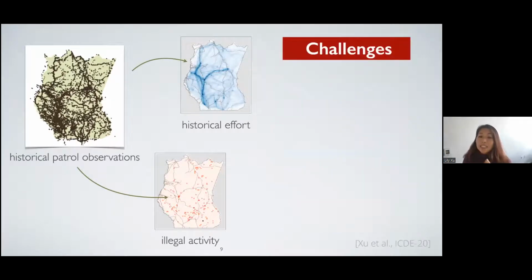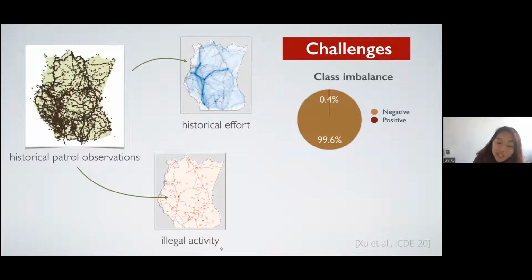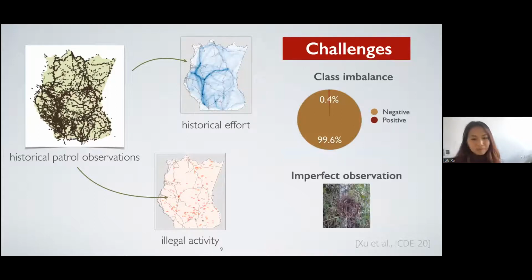However, applying existing machine learning models out of the box is difficult in this setting due to very strong class imbalance, because most of the time when rangers patrol, they don't end up finding anything. So we actually have a 1 to 200 ratio of positive to negative labels.